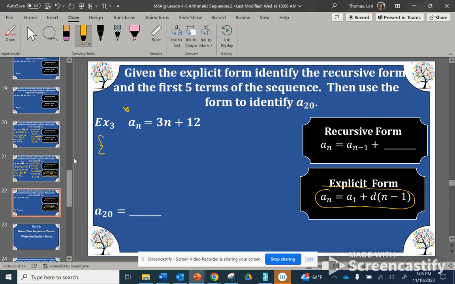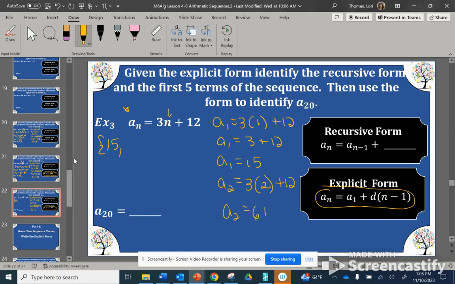So we're going to get our first term by plugging in 1 for the n to get the first term. We are going to multiply 3 times 1 and then add 12. So the first term is 15. And then let's find the second term, plugging in a 2 for n. And we get 6 plus 12. And the second term is 18.